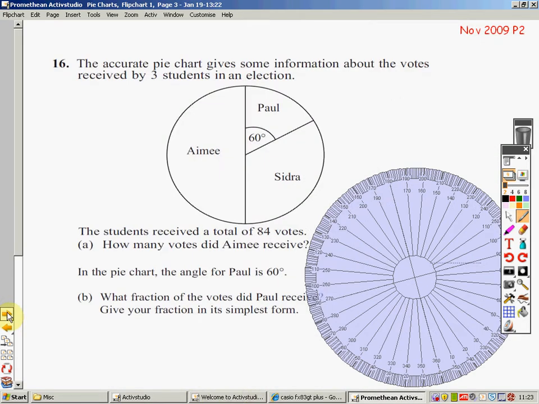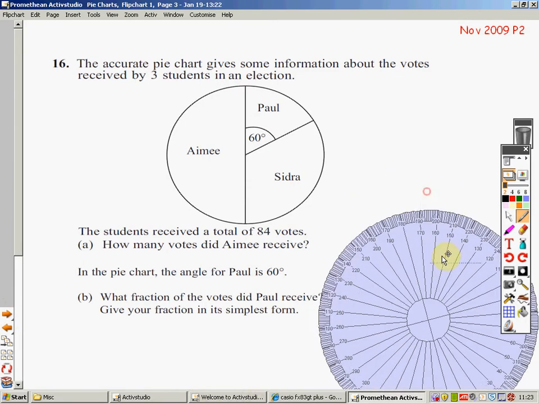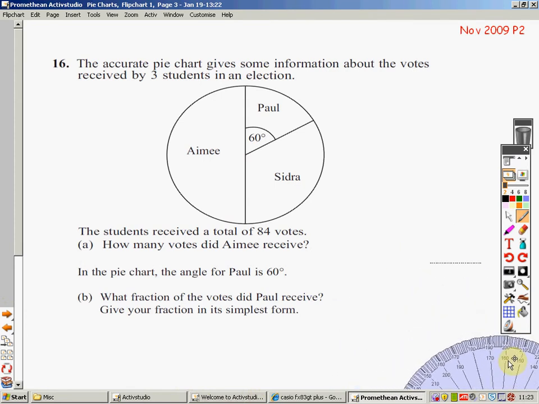Next question. Okay, I'd like you to have a go at this yourself before I do it for you. I'm just going to move that right out of the way if I can. There we go. Okay, press pause.